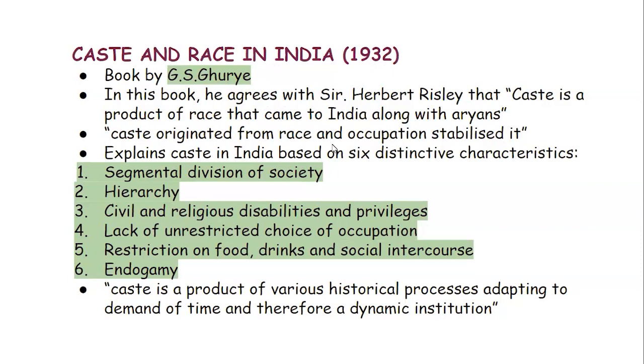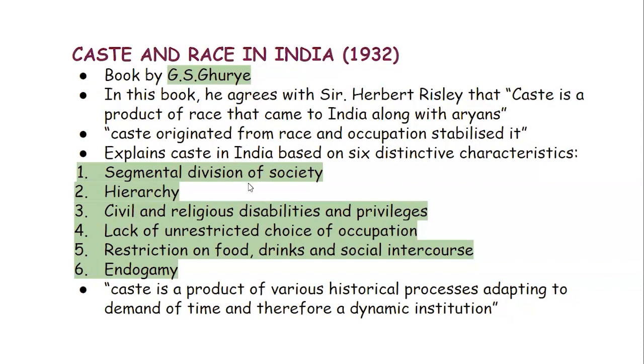According to him, caste originated from race and occupation stabilized it. Ghurye is also of the opinion that caste originated from race and occupation, or the practice of a person belonging to a particular caste only doing one kind of job. That concept stabilized the caste system.